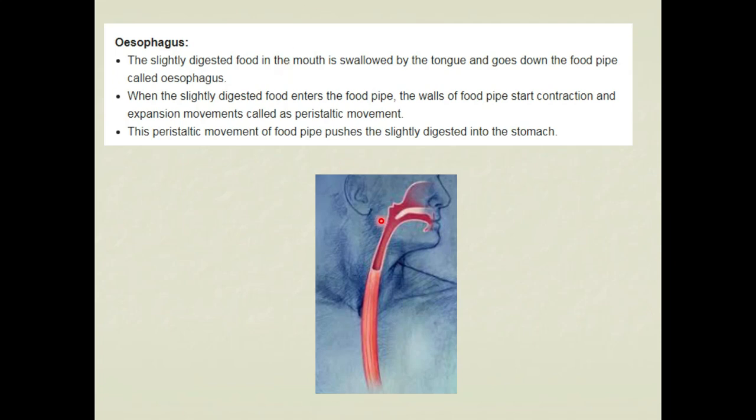So it consists of a long tube. The slightly digested food in the mouth is swallowed by the tongue and goes down the food pipe called the esophagus. When the slightly digested food enters the food pipe, the esophagus has certain walls. So these walls rhythmically expand and contract. So once they expand and contract, the food will be passed on slowly to our stomach. So this process of rhythmic contraction and expansion of the esophagus muscles is called the peristaltic movement. Peristaltic movement. This peristaltic movement of the food pipe pushes the slightly digested food into the stomach.